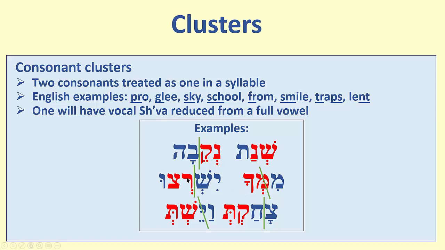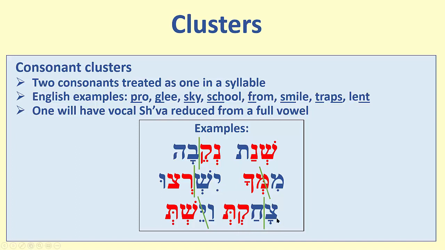In the next word, the resh and the tzadi are the cluster. Yishritzu, yishritzu. These two final examples are a little bit different because the cluster shows up at the end of the word.